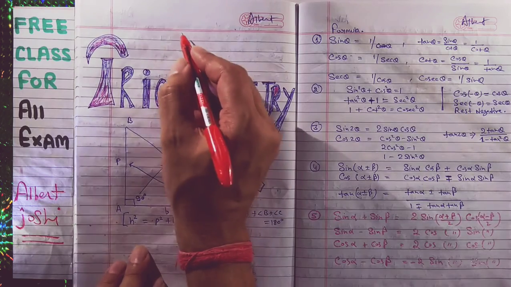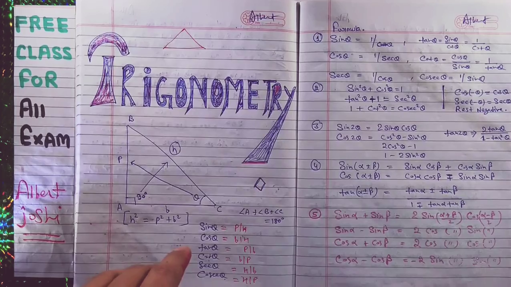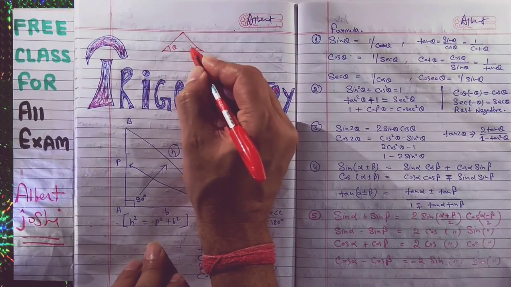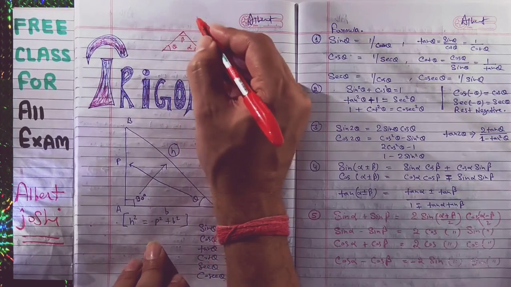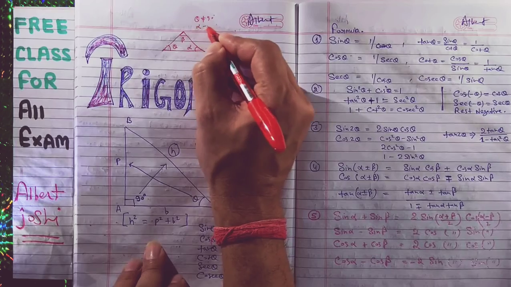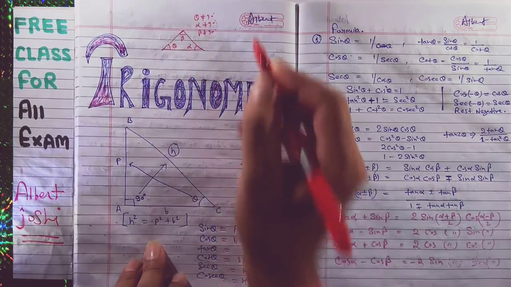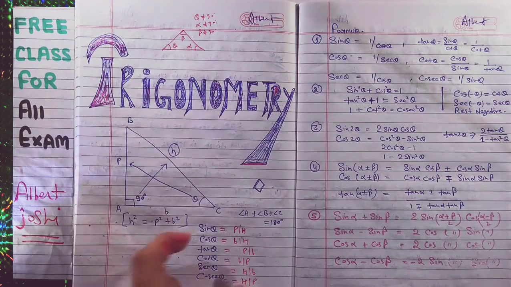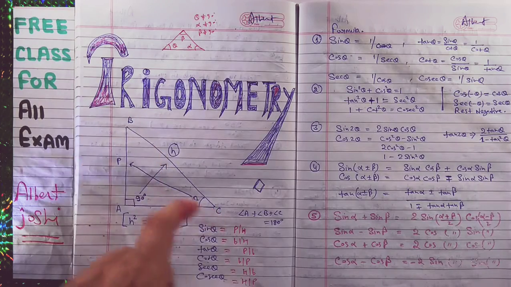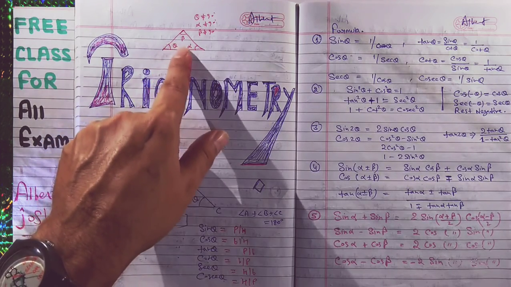Suppose you have a triangle like this, where no angle is 90: this is alpha, this is beta. So theta is not equal to 90, alpha is not equal to 90, and beta is not equal to 90. In this condition we cannot use sin theta, cos theta, tan theta. You must remember this works only for a right angle triangle, not for such a triangle.